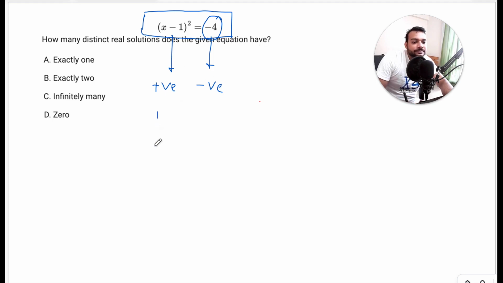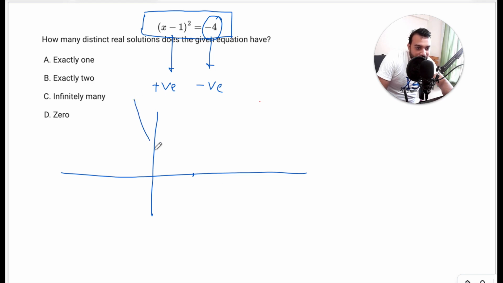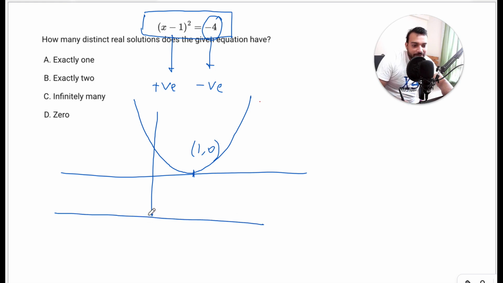What's the other way? The other way is to actually draw the graph of this. (x minus 1) squared means x equal to 1 is the vertex. It's a parabola opening upwards with its vertex at x equal to 1 and y equal to 0, that is (1, 0). And negative 4 is a line here, y is equal to negative 4. Are they ever going to touch? No. No point of intersection.